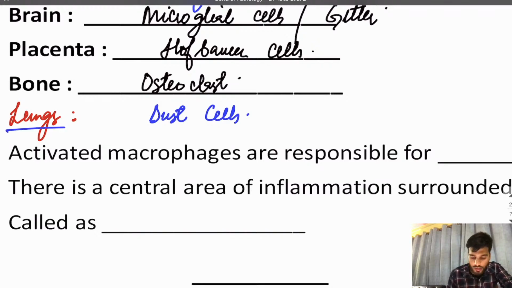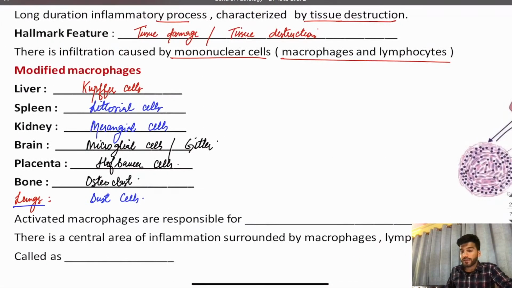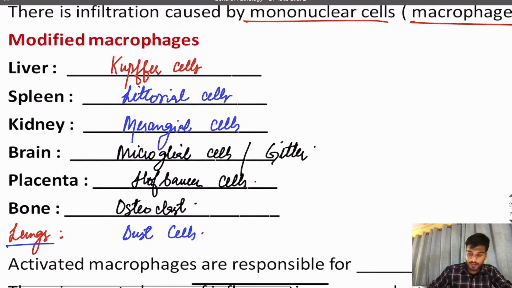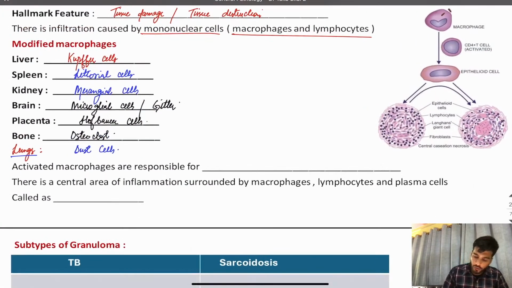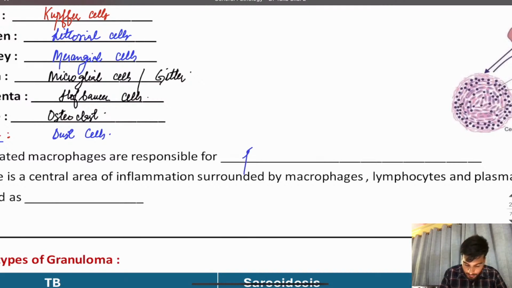So it was all about the macrophage. Liver is Kupffer cells, spleen is littoral cells, kidney is mesangial cells, brain is microglial, placenta Hofbauer cells, bone osteoclast, lungs dust cells. And the activated macrophages are responsible for the formation of an epithelioid cell.